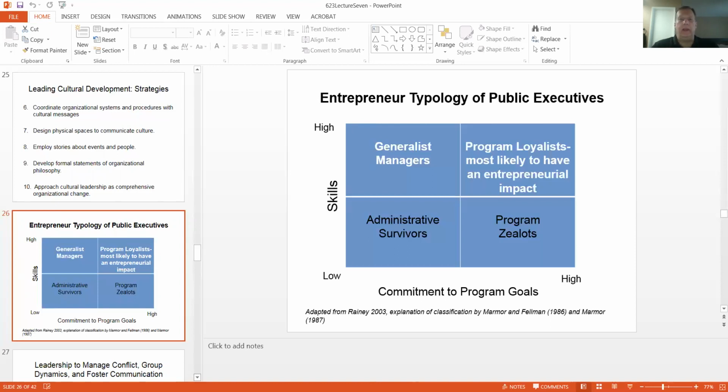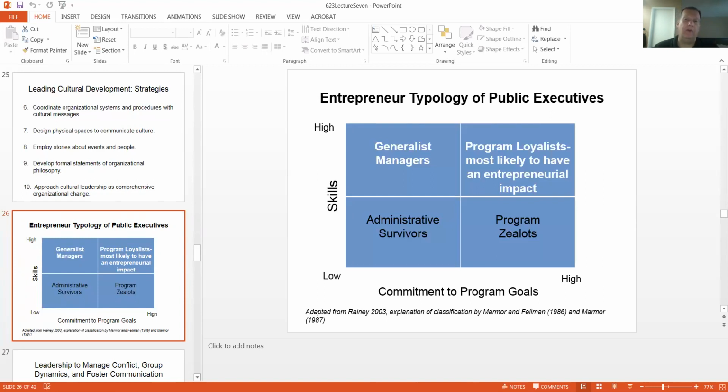So when we look at our public leaders, we hope that our public leaders will be entrepreneurial, that they will be able to take on the responsibility of engendering new cultures in their organization and being these transformational types of leaders. Rainey gives us this adaptation of what he calls the entrepreneurial typology of public leaders, based upon a leader's skill set versus a leader's commitment to programmatic goals. You can see those leaders who score very low on commitment to goals and low on skill level are what he calls the survivors. These are the ones who just really don't get anything done, but their primary goal is just to survive in their position to keep their organization going.